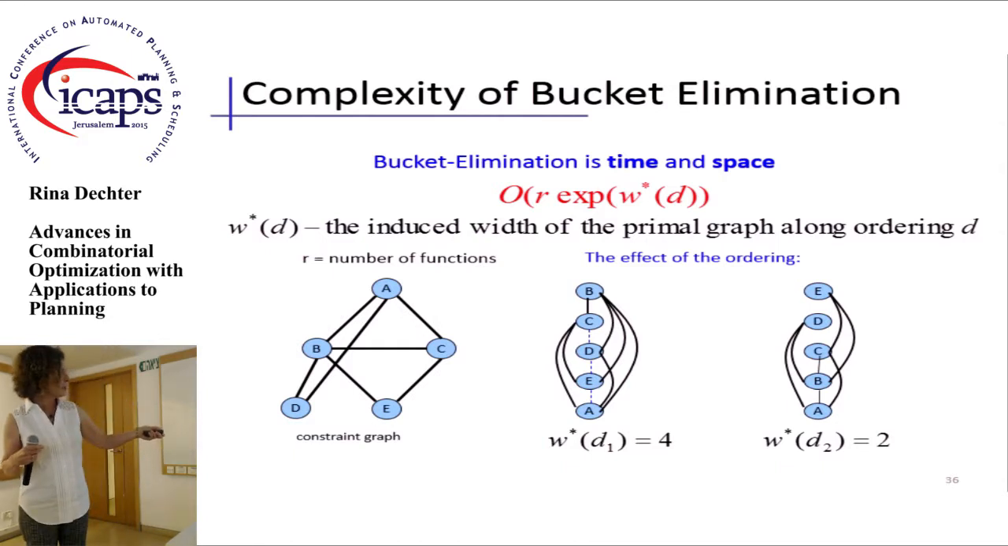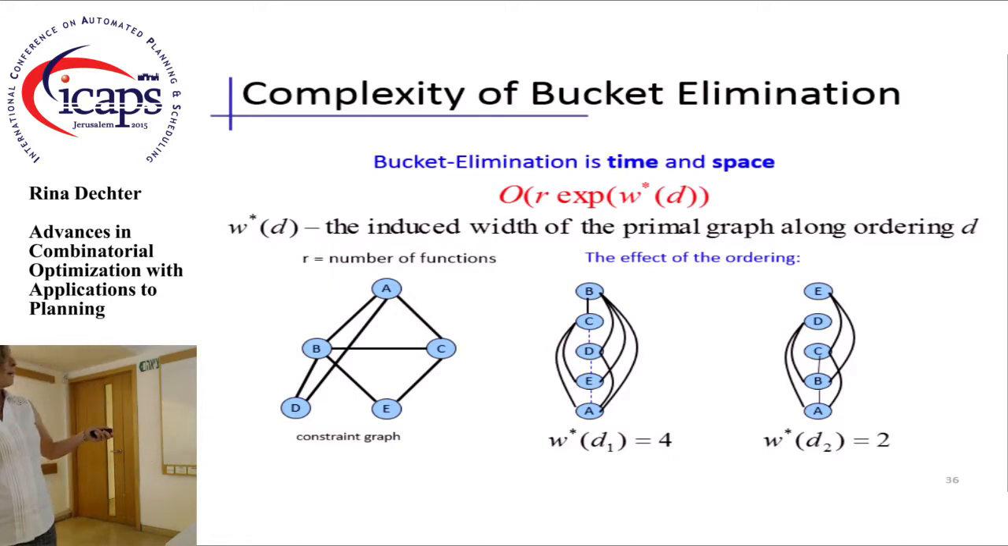If I chose this ordering, the ordered graph will look this way. You can see that now if I process E, it has only two arcs going backwards, and I may need to connect C and B, but in this case, they are already connected. Then I'm processing D, I have to connect B and E, A, and they are already connected. So the ordered graph and the induced ordered graph are the same in this case, and the induced width is only two, right? So the induced width of a primal graph along ordering d is just, on each ordering it can be different.